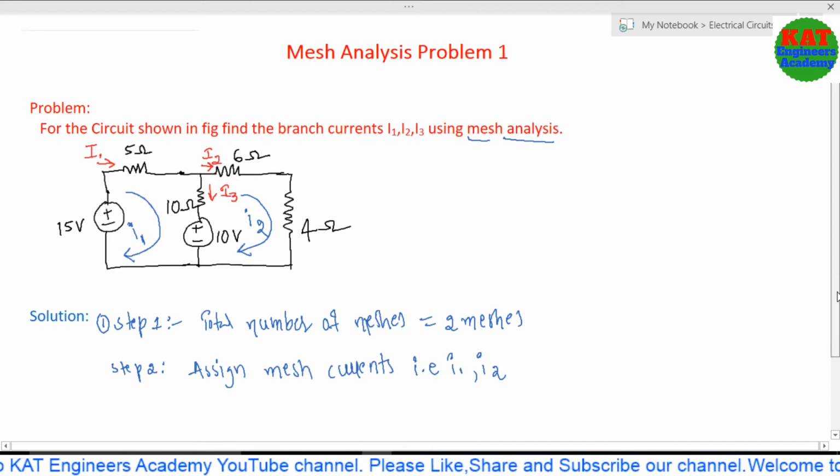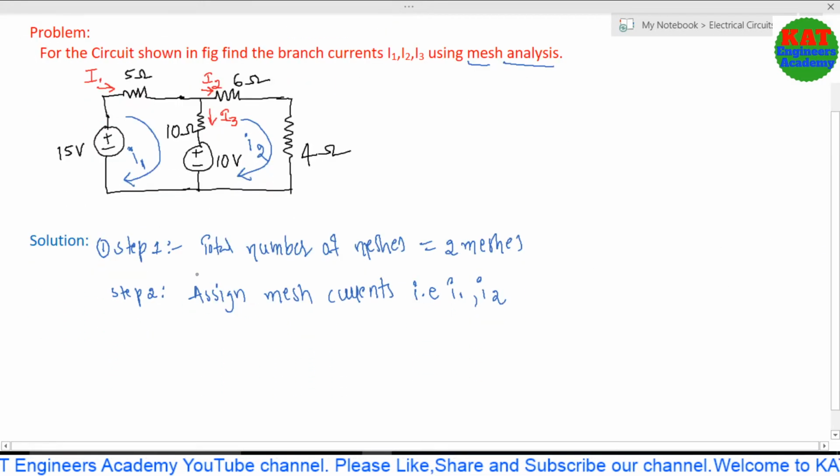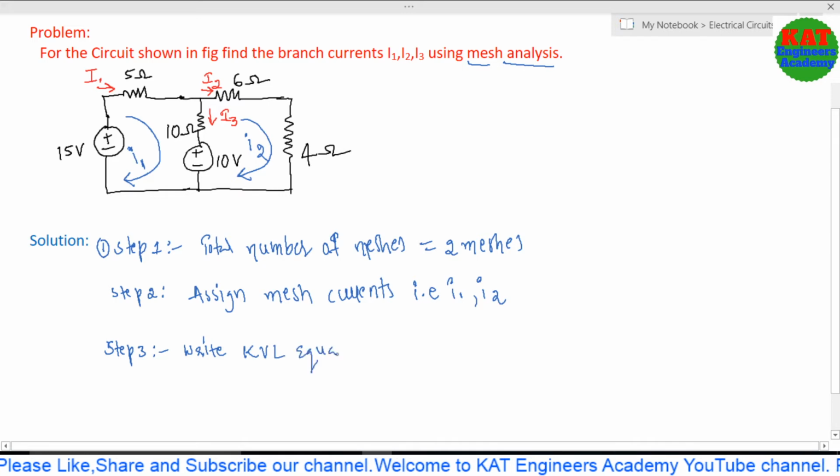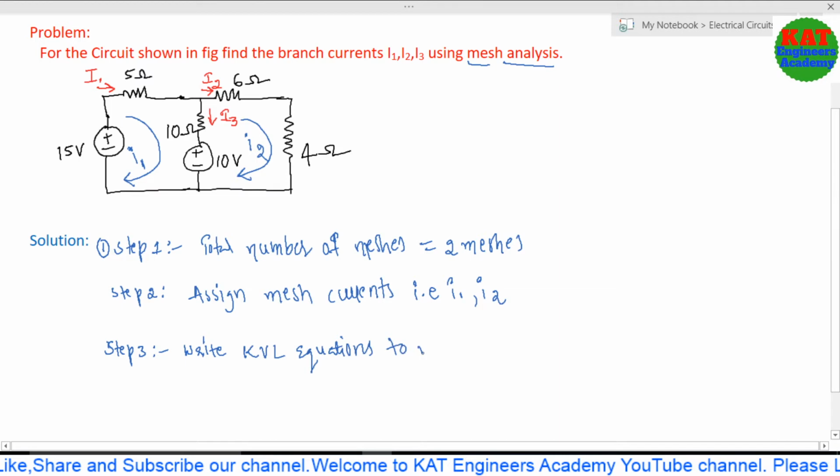I already told you that in total we have 4 steps. Two steps are over. The first step is to identify the total number of meshes. Next you give the mesh currents. Okay friends, next you go for step 3. What is step 3? Write KVL equations to meshes.